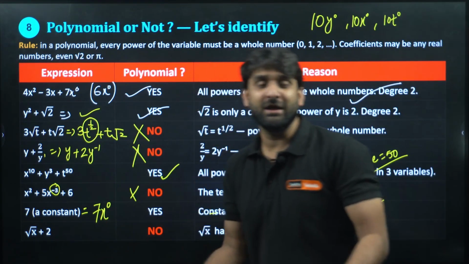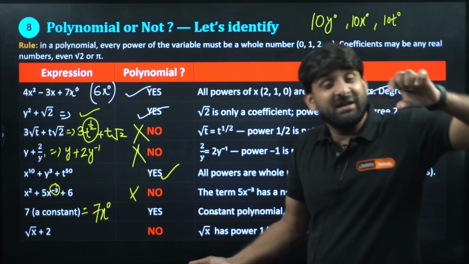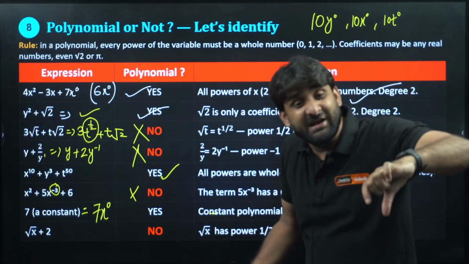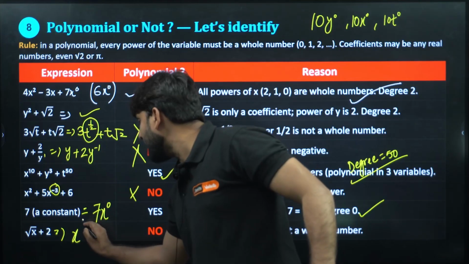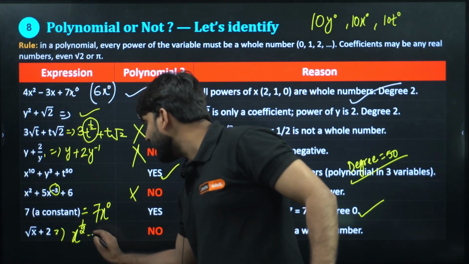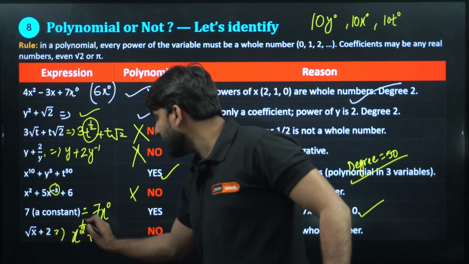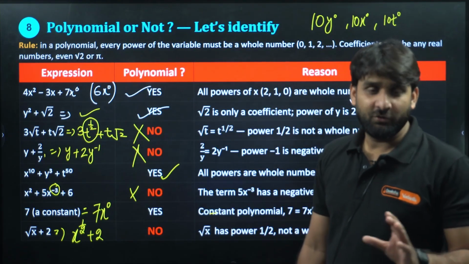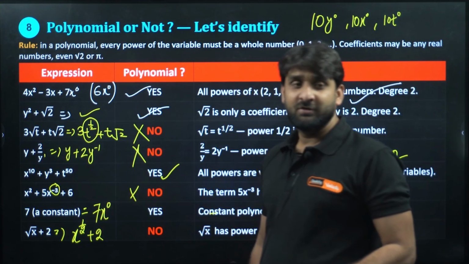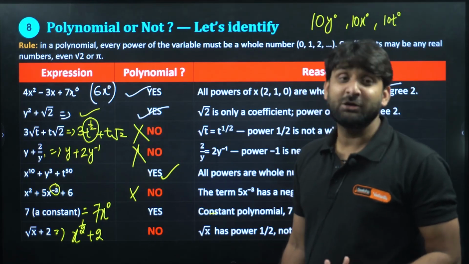Root x plus 2, again root x. The variable is inside the root. So when we modify this equation, after removing the root, it will look like x to power half plus 2. Oh my god, the variable has a power, this exponent half, and this is violating the rule for polynomials.